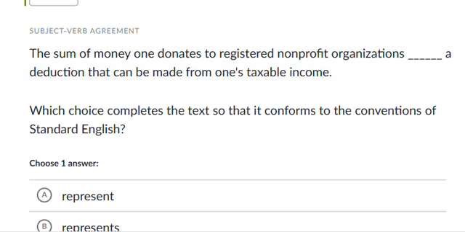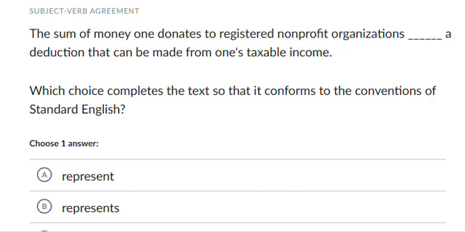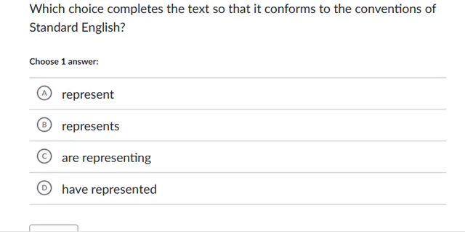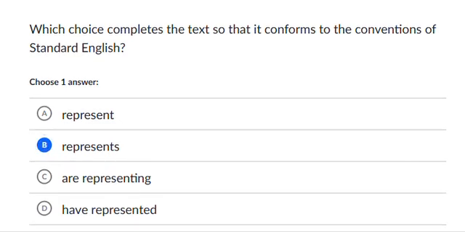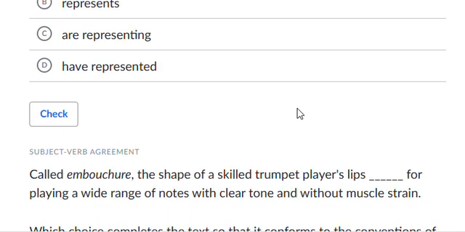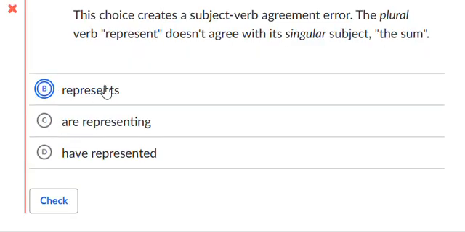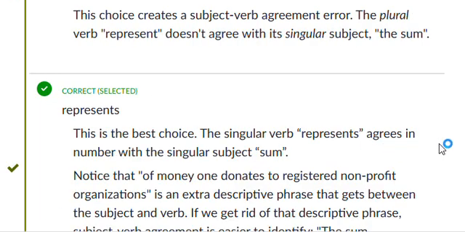"The sum of money one donates to a registered non-profit organization is a deduction that can be made." Okay, it's talking about money. Represents. I guess represents. What is the subject? The sum of money. I guess "represents" will be the answer, because here sum is our subject, so it will have "represents." Let's solve one more.